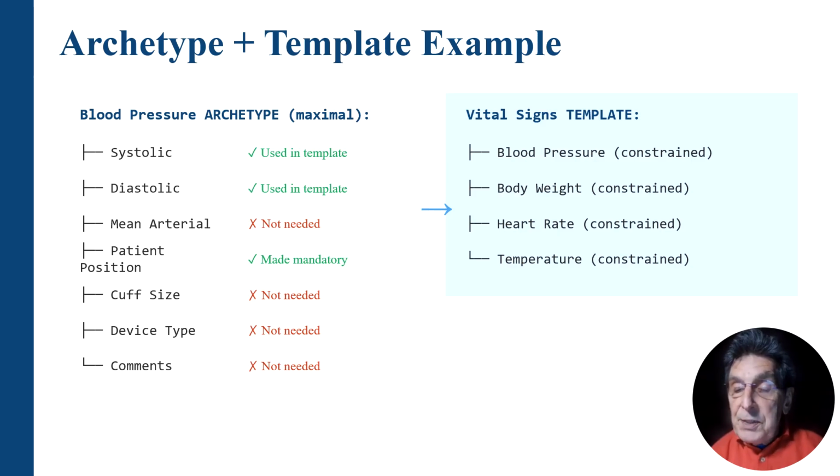But the underlying archetype remains available. If a different template needs it, such as cuff size for a hypertension research project, it can be added later on. So the vital signs template also pulls in constrained versions of body weight, heart rate, and temperature archetypes. Together, they define what a vital signs check captures in this specific instance, this use case for this organization.